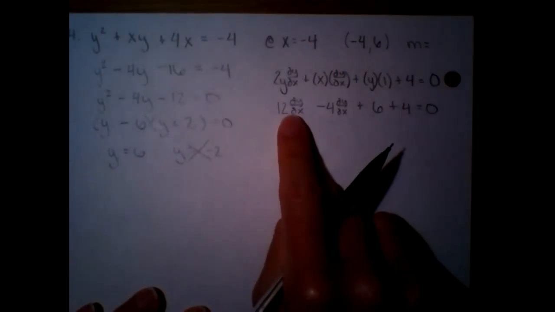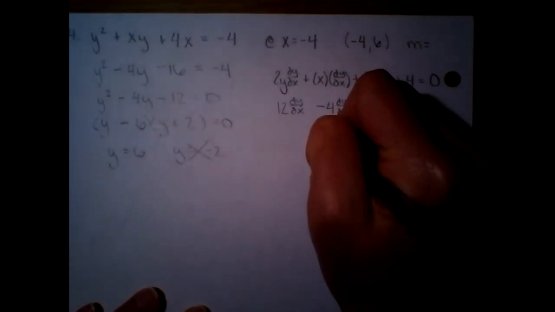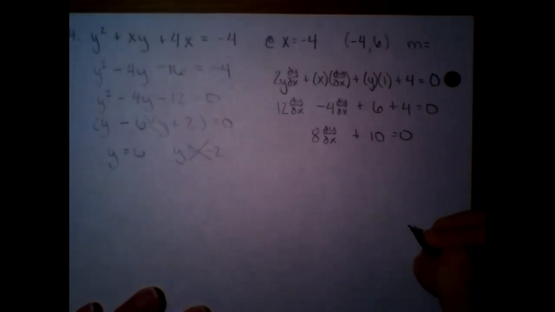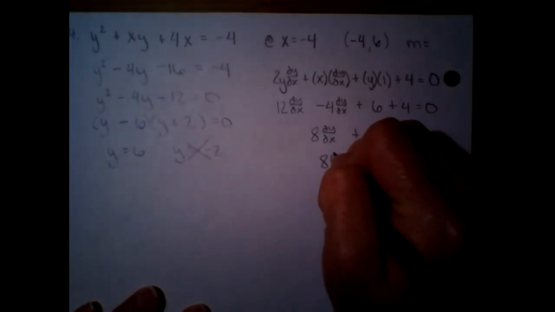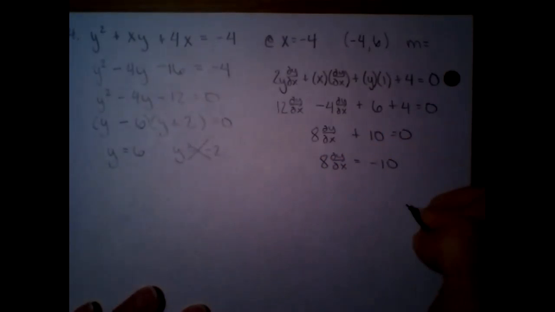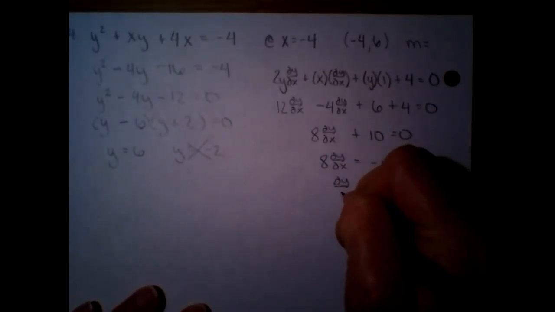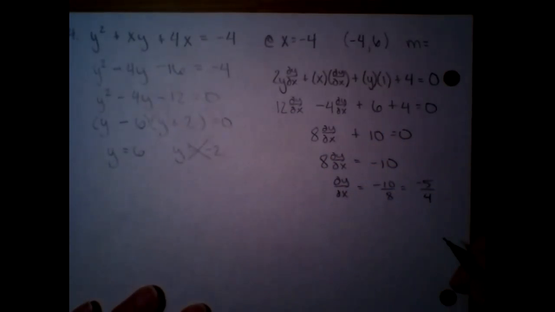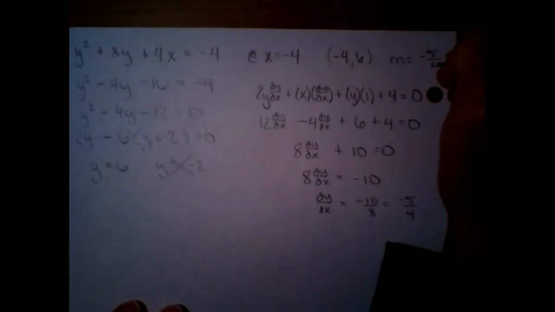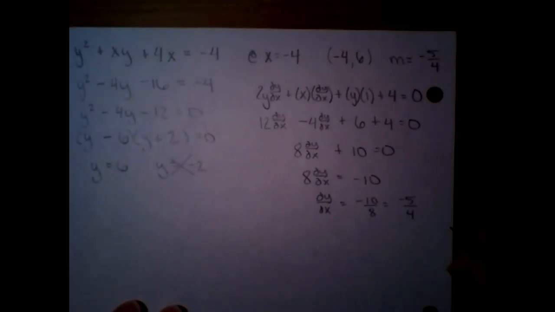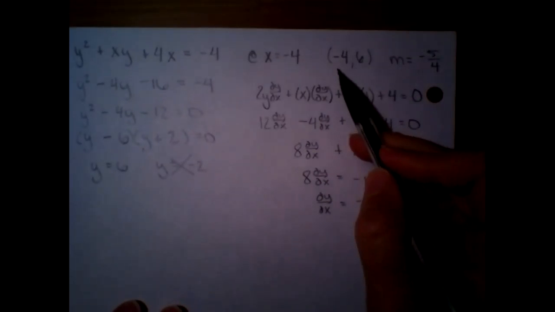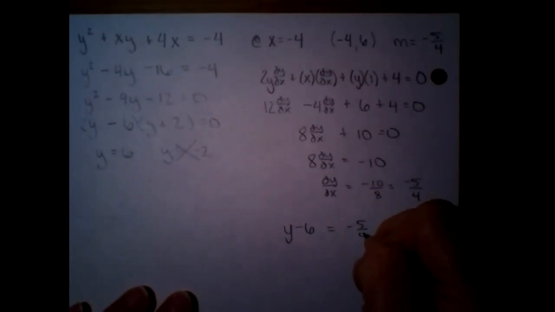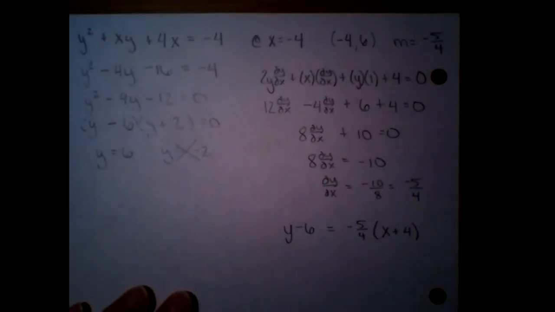So 12 dy/dx minus 4 dy/dx, that's going to be 8 dy/dx plus 10 equals 0. And so we're going to subtract the 10 and then divide by 8. Now you can leave it as -10/8, but if you want to reduce that, that would be -5/4. And so that is our slope. And then we just need to write our answer. So this is our point, this is our slope. It'll be y minus 6 equals -5/4 times (x plus 4).